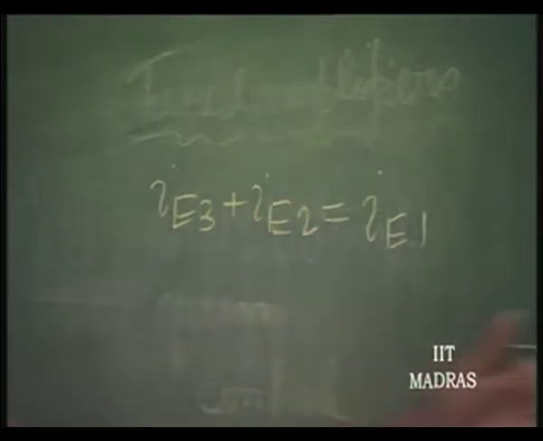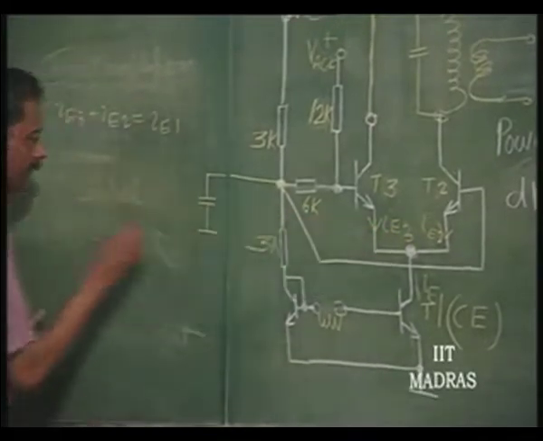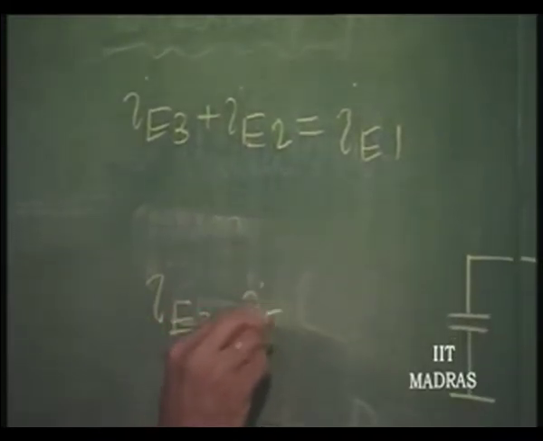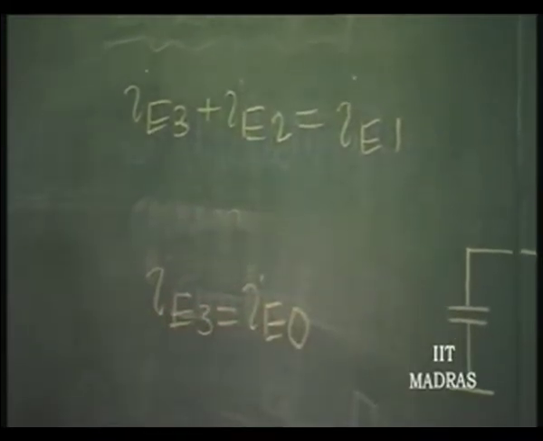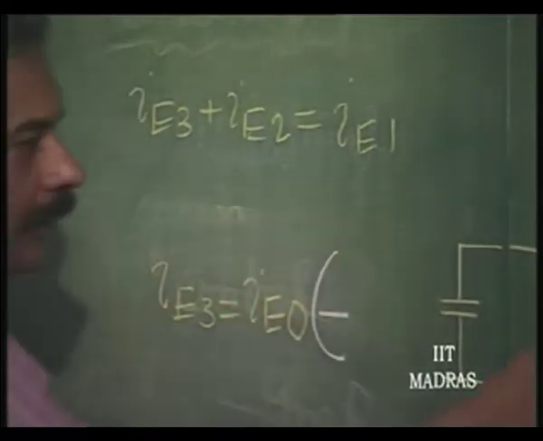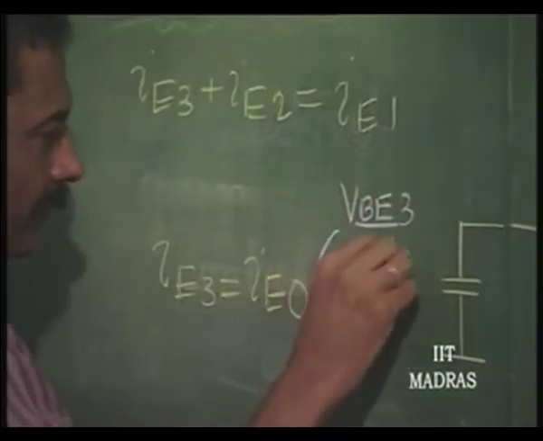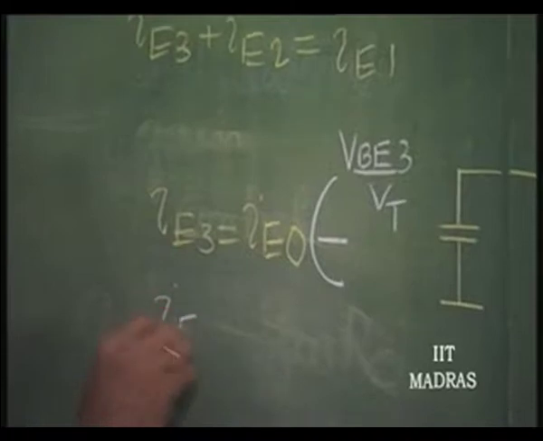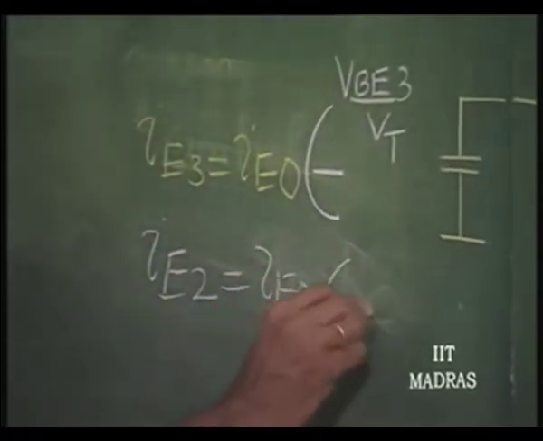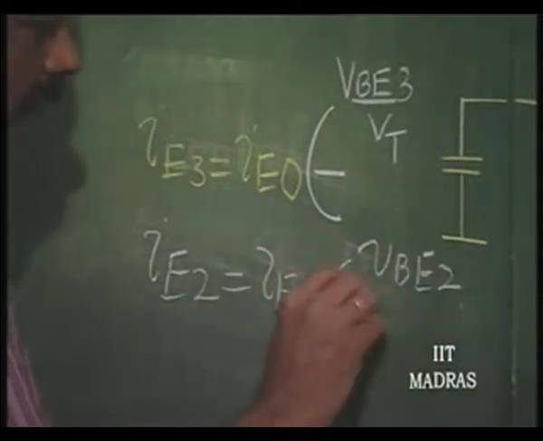IE3 plus IE2 is always equal to IE1, and IE3 and IE2 are governed by: IE3 is IE naught into exponent VBE3 by VT. IE2, on the other hand, is IE naught exponent VBE2 by VT.